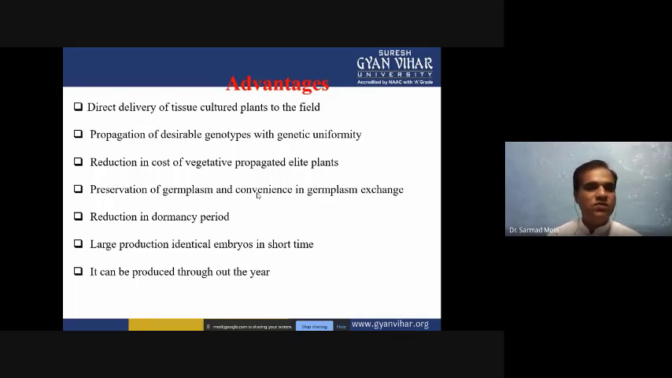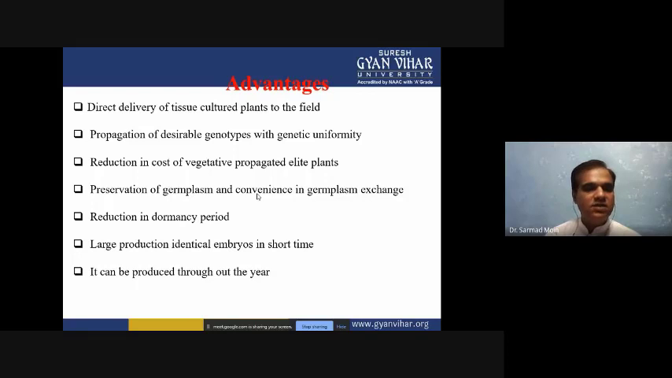Then, preservation of germplasm and convenience in germplasm exchange. Somatic embryos we can preserve in encapsulation, and these encapsulated somatic embryos can generate plantlets whenever we have a requirement, or otherwise we can preserve them in suitable conditions.